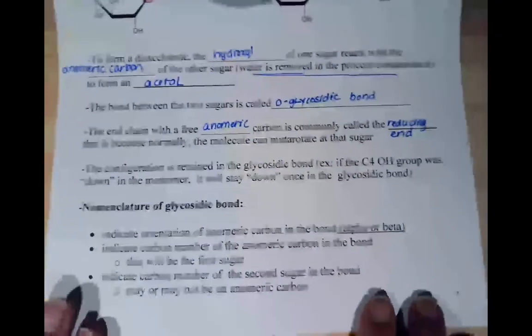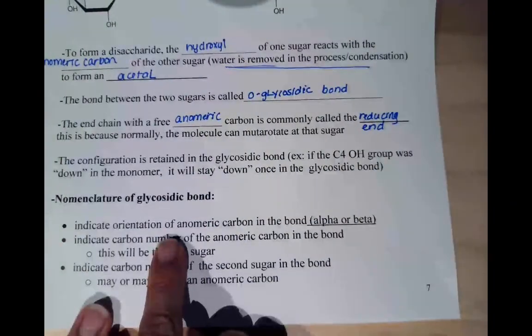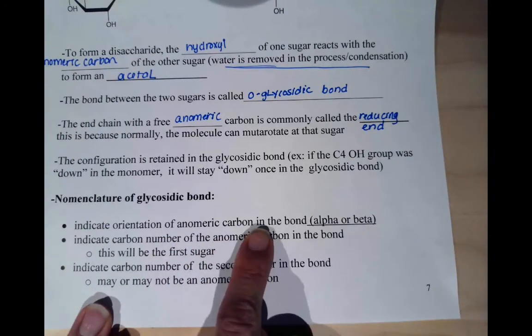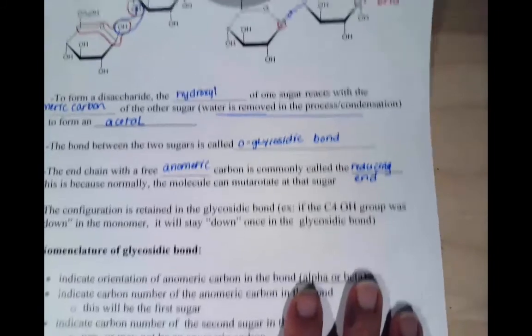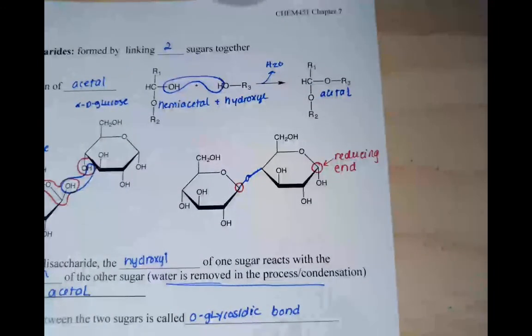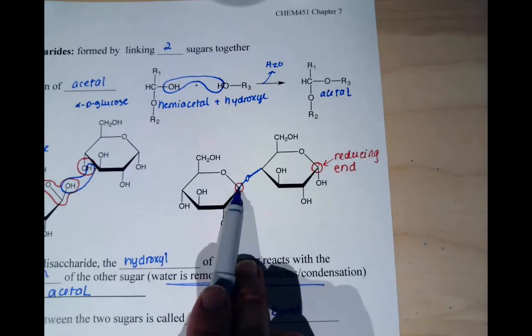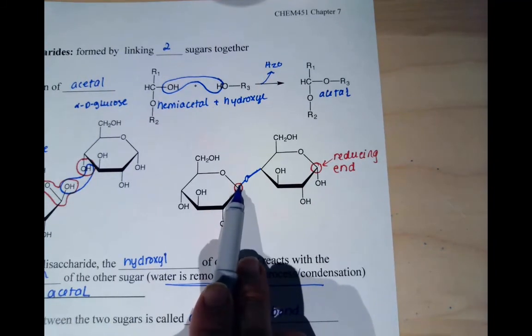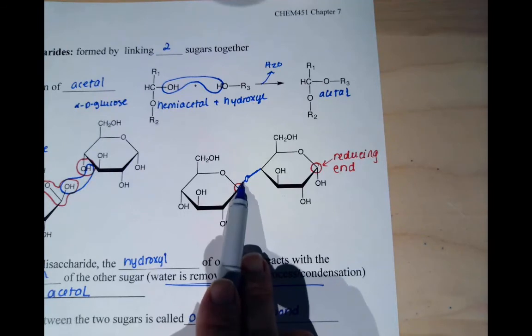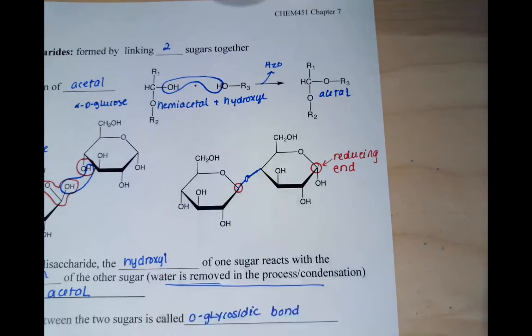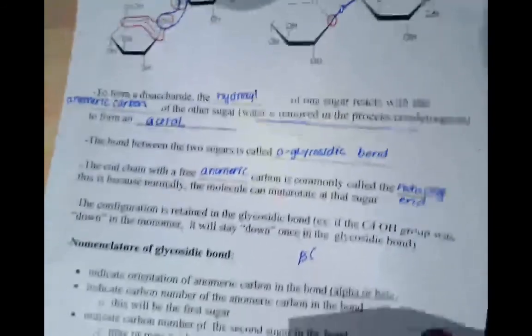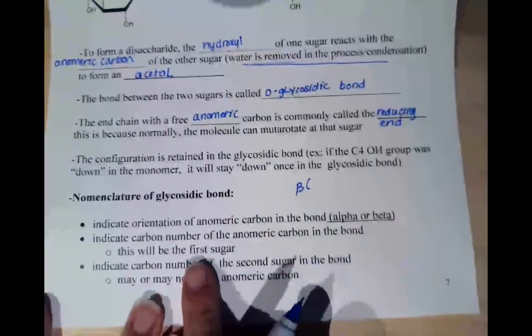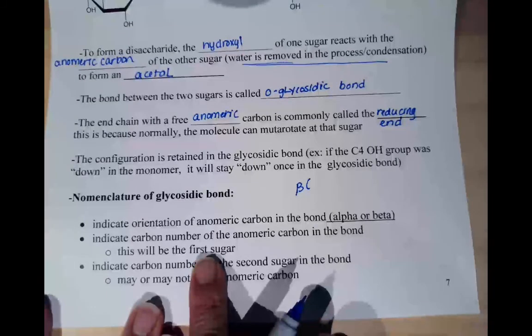So, in the nomenclature, you need to indicate the orientation of the anomeric carbon in the bond, whether it's alpha or beta. So here's our disaccharide again. And here's our anomeric carbon. So since that bond is cis to the exocyclic carbon, it's a beta orientation. We also want to indicate the carbon number of the anomeric carbon in the bond. And this is going to be the first sugar that we're going to name.